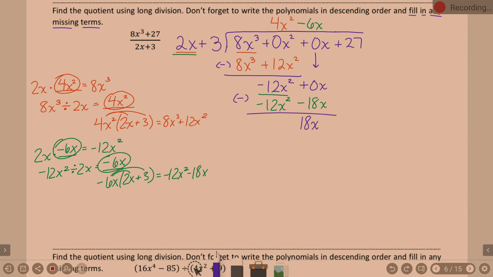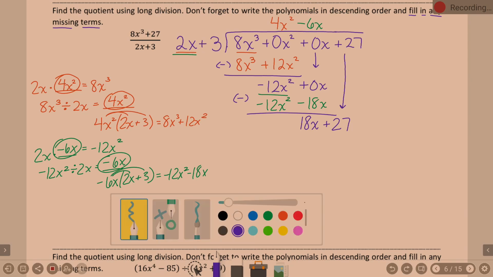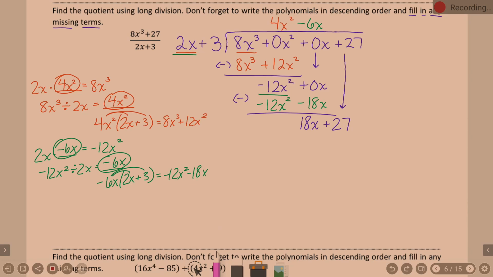And now bring down the 27. And last go around. This time, 2x into 18x. Christmas time again. 2x times what is 18x? What is it? 9.